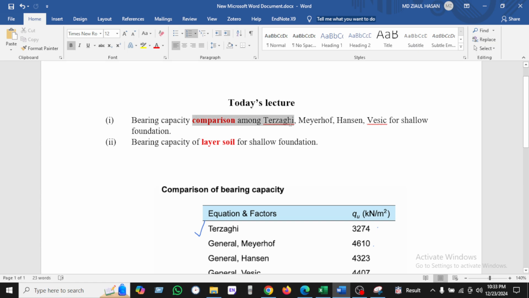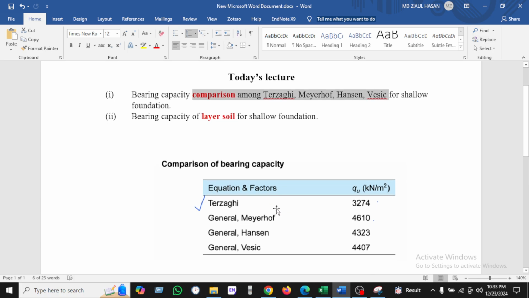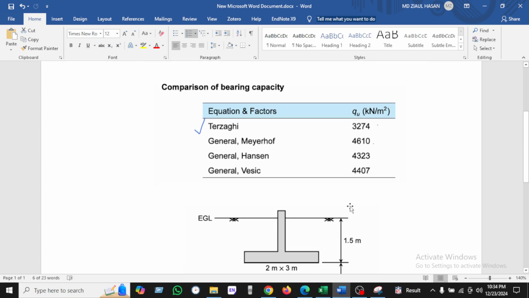The comparison of Terzaghi, Meyerhof, Hansen and Vesic, you can see here is the final outcome. We can see the lowest bearing capacity is given by Terzaghi, and then Hansen, and then Vesic, and then Meyerhof. So you can ask which method we will use. I will say Terzaghi will be used, as it gives the lowest bearing capacity.